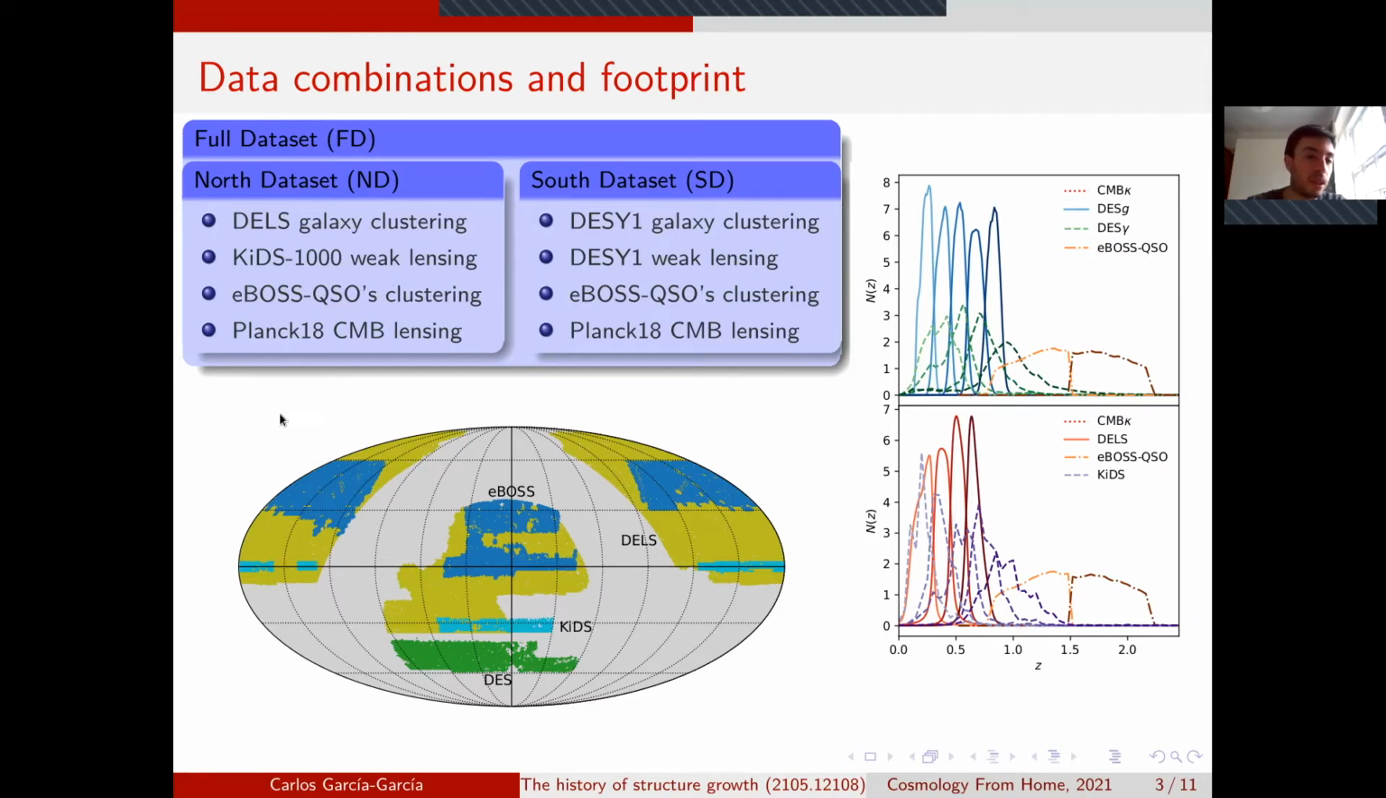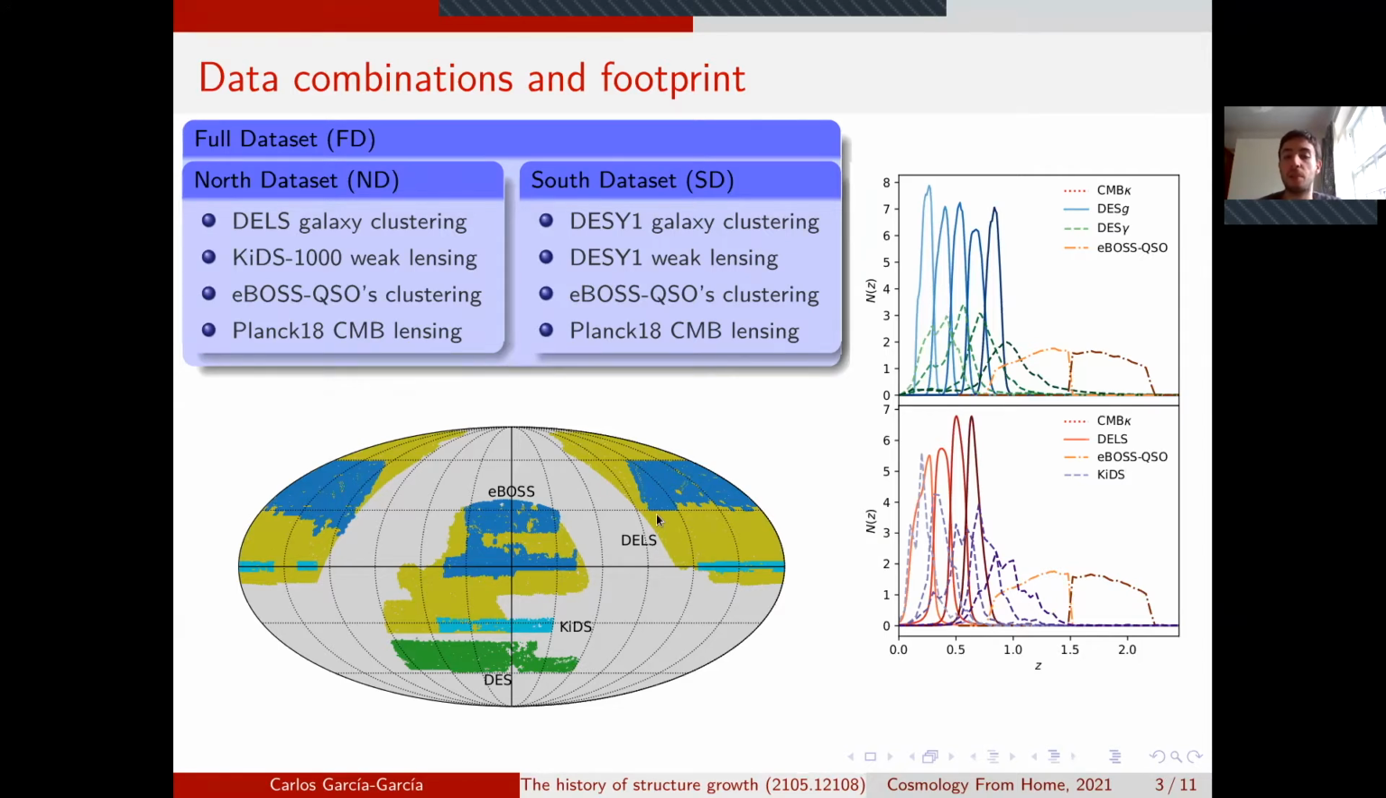The one we call the North dataset is composed by the DESI Legacy Survey galaxy clustering, KiDS cosmic lensing, eBOSS quasars, and also Planck CMB lensing. In the South dataset, which is the one that resembles DES more, we have DES Y1 galaxy clustering and cosmic lensing, eBOSS quasars, and Planck CMB lensing. You can see on the plot on the bottom the footprint of these different surveys. And you can see that there is no overlap except for the eBOSS and Legacy Survey footprint.